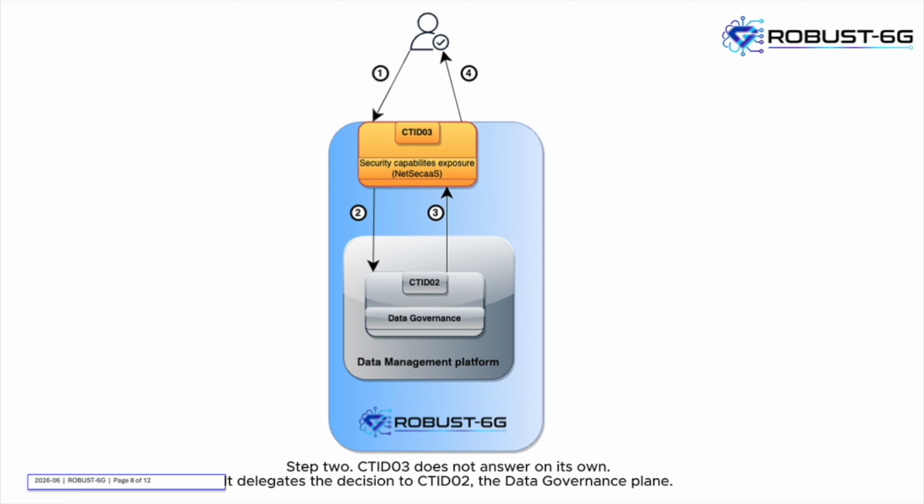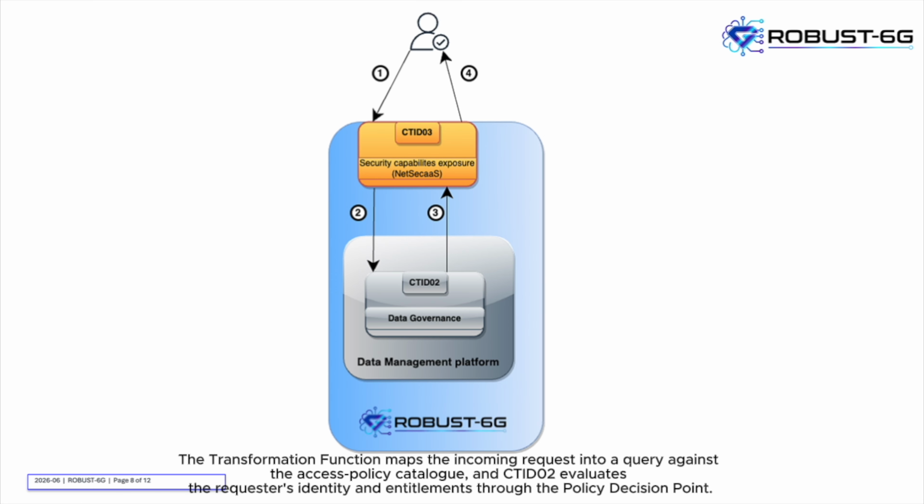Step 2. CTIDO3 does not answer on its own. It delegates the decision to CTIDO2, the data governance plane. The transformation function maps the incoming request into a query against the access policy catalog, and CTIDO2 evaluates the requester's identity and entitlements through the policy decision point.